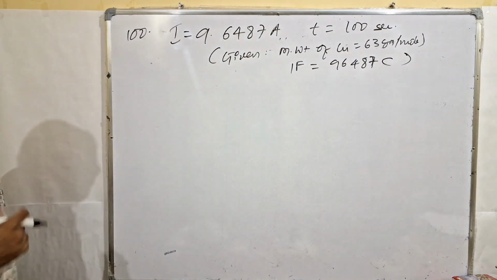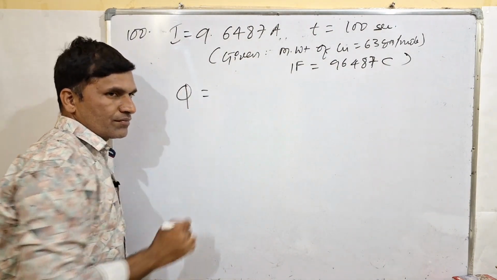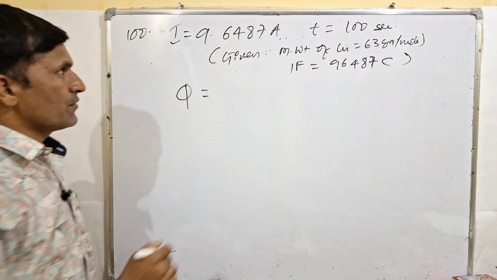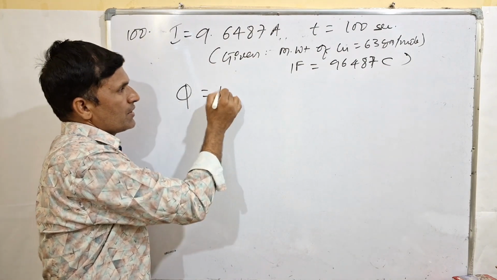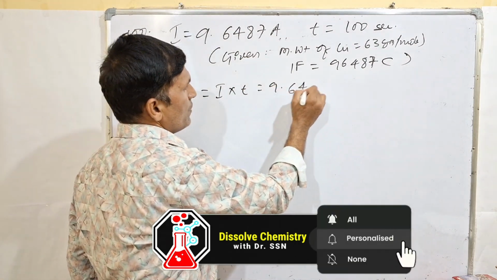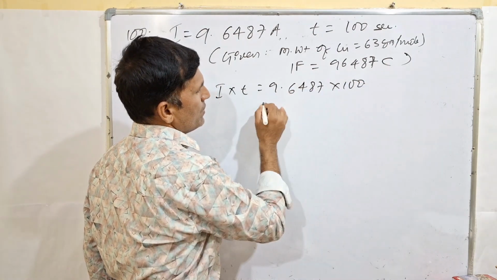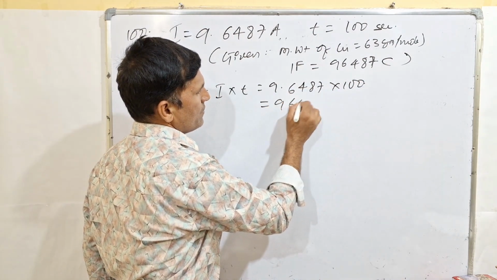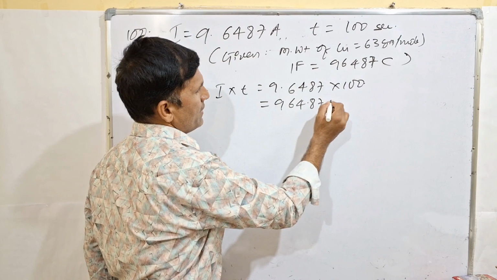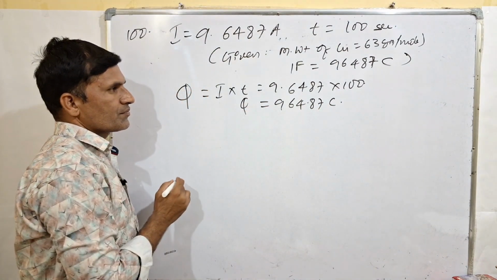All right. The first thing is we have to find the Q, the charge in terms of coulombs. So Q is equal to I into t. That is 9.6487 into 100. Into 100 means the decimal will shift 2 digits. So 964.87 coulombs will be the charge Q.